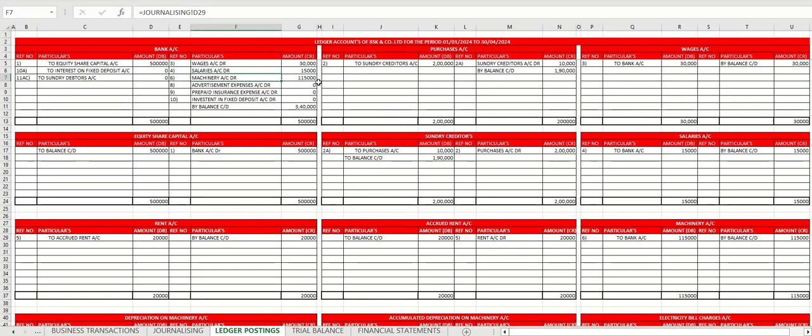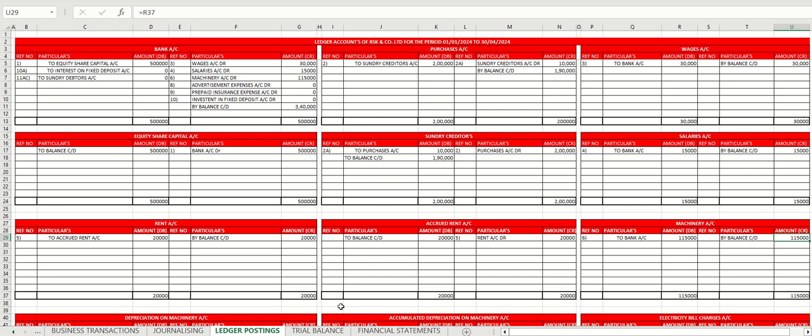See, in the bank account, 1,15,000 got adjusted against the existing balance, and the other one is the machinery account. As machinery is an asset, we would be debiting the machinery account, to bank account 1,15,000, and we are carrying forward the balance, closing the balance of the machinery account. This amount we will show directly in the balance sheet.